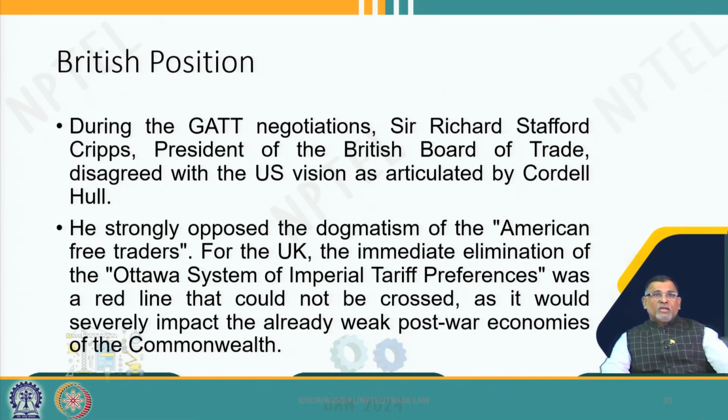So, the British position, as I already said, was that of Sir Richard Stafford Cripps, who was arguing for the upholding of the MFN clause. They very clearly said that we are against American free traders, but at the same time the most favored nation treatment should be given to all the countries that participate in the GATT system.